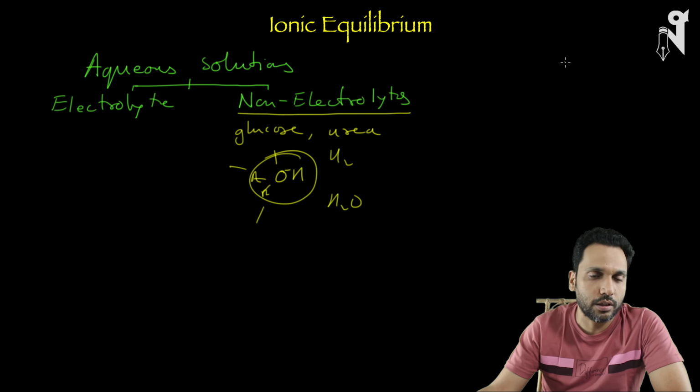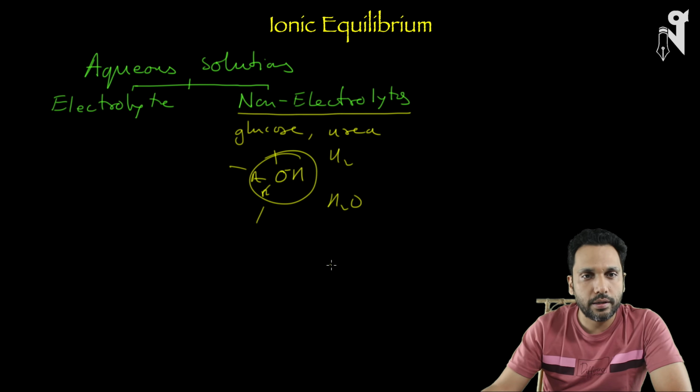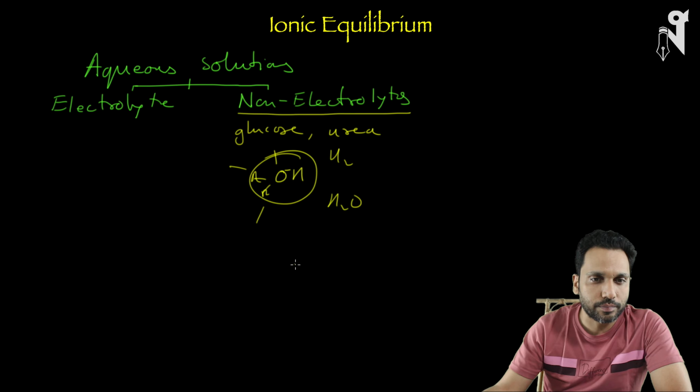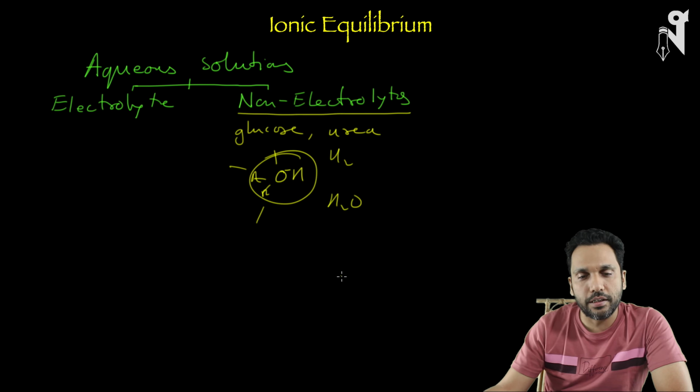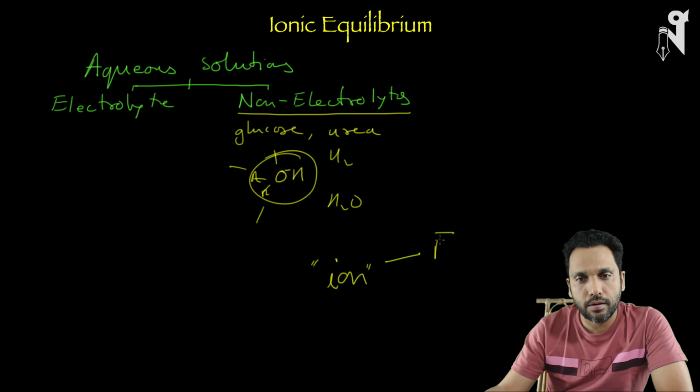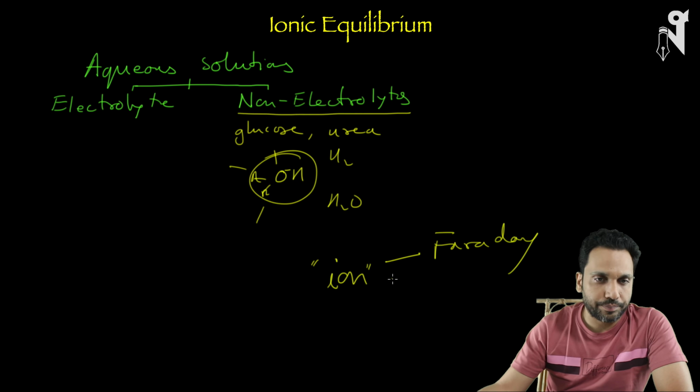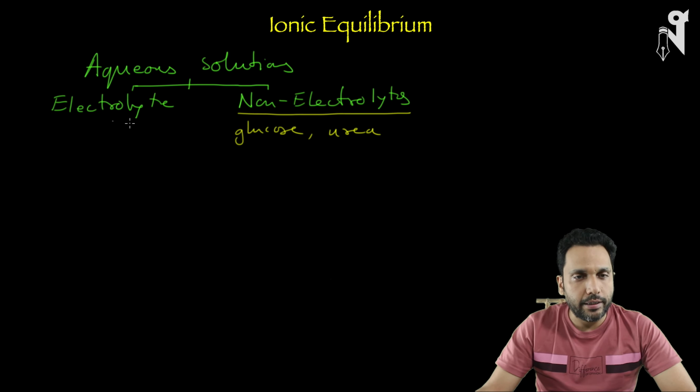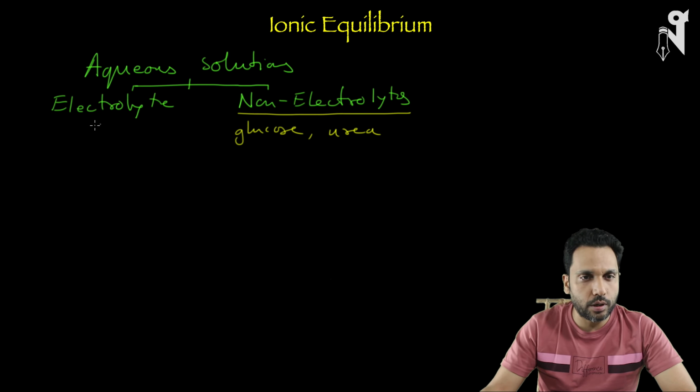Faraday was the guy who was doing experiments on conduction of electricity through your solutions, mainly aqueous solutions, and the charged particles which are carrying the electricity, which are helping to conduct electricity, he coined the word ion for it. That was given by Faraday. And then these electrolytes, of course they are able to conduct electricity, and the reason is that they have got ions.